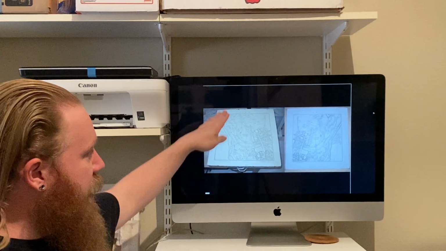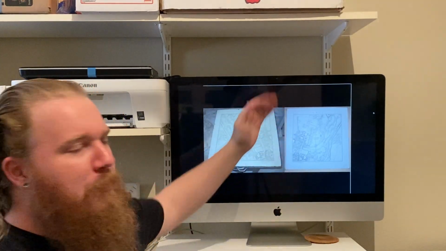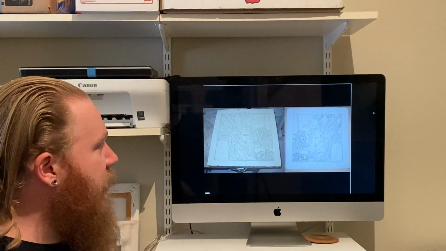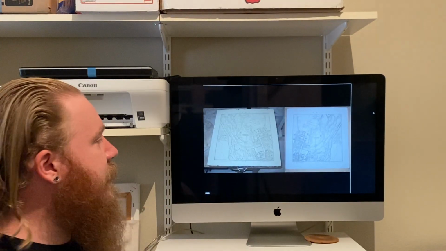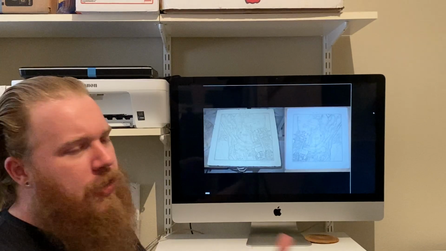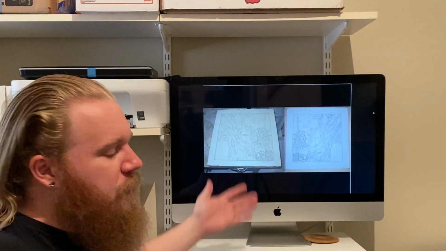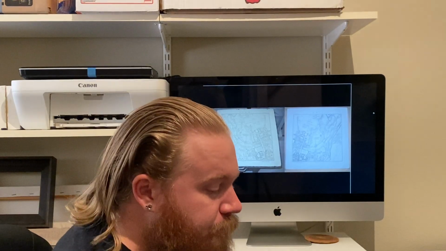So here we can see the lithography stone and then the print pulled from the lithography stone. So once again, we can be very detail oriented in it. Anything that we can do with hand-drawn quality, we can also do with lithography.